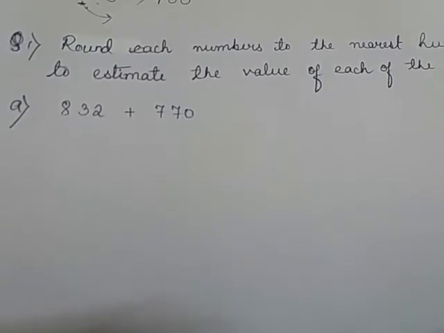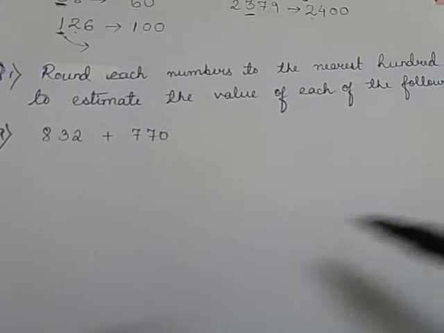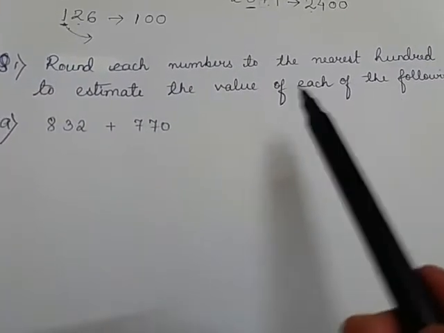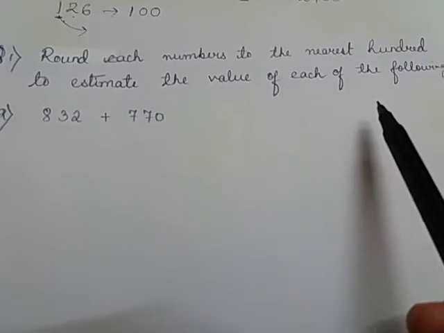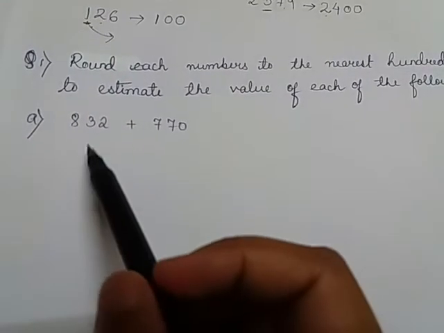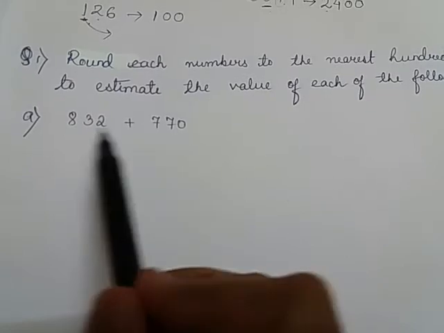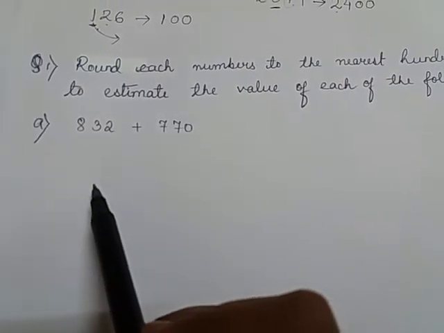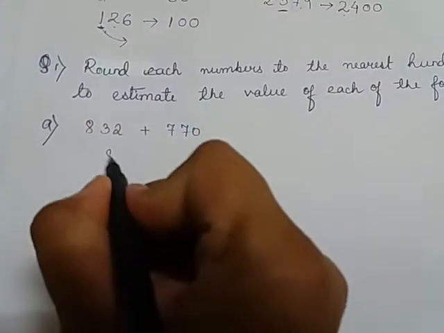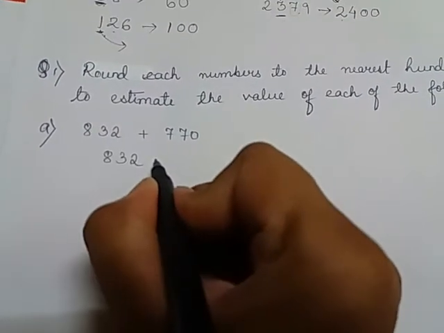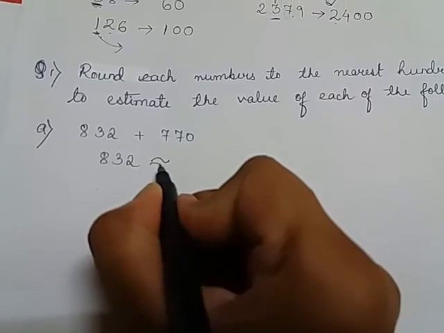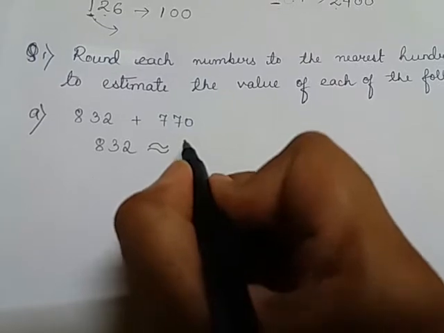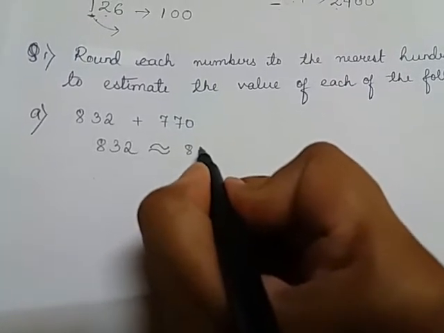Now children, let's start with our estimation question, which is: round each number to the nearest 100 place to estimate the value of each of the following. So at first we have to round these numbers to the nearest 100 place, then we will estimate their sum. So at first, 832, when rounded to its nearest 100, we are using this approximate sign because this is the estimated value. This will become 800.